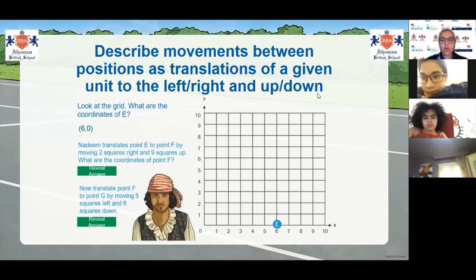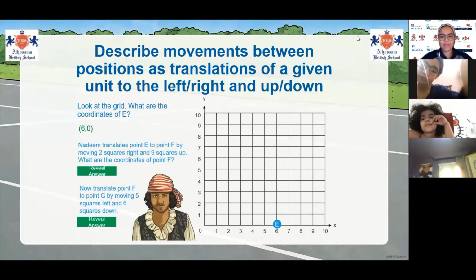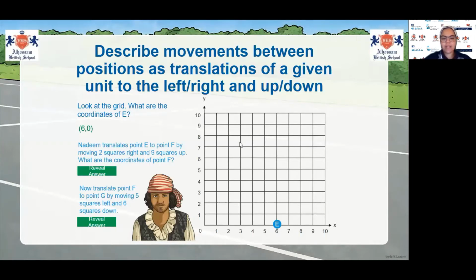Now let's go to the next question, which is the lesson of today. Translate, as I told you, means move. Translate point E to point F by moving 2 squares to the right and 9 squares up. What are the coordinates of point F? Who's going to do this with me, guys? Good morning. Could you please answer this question with me?